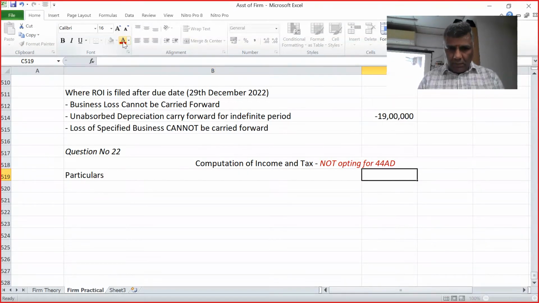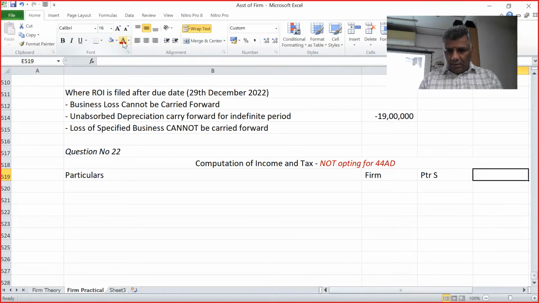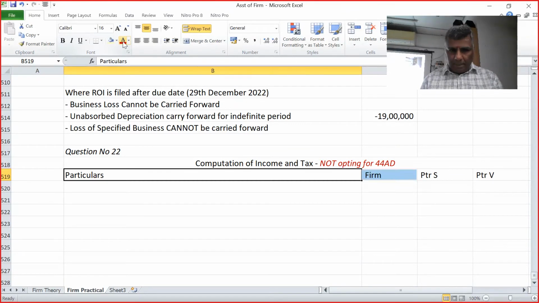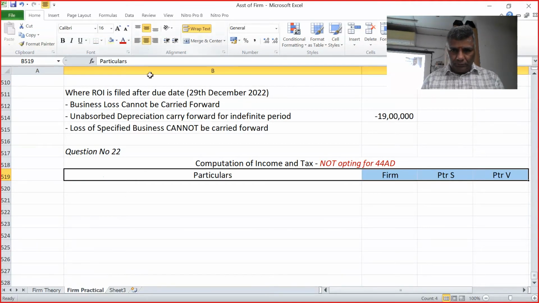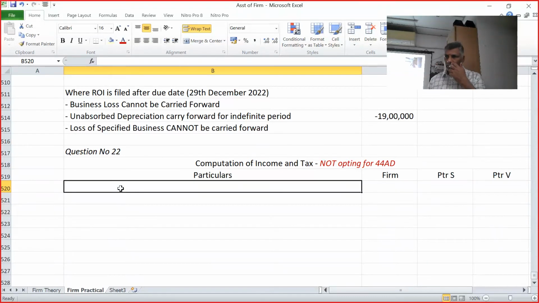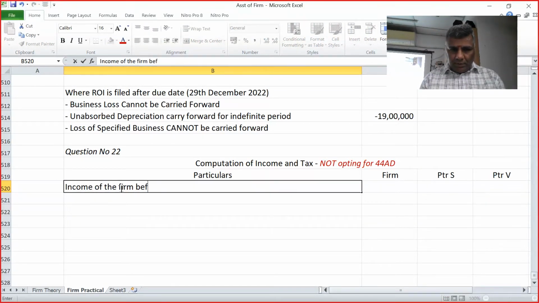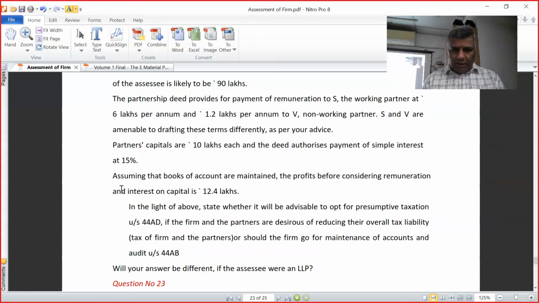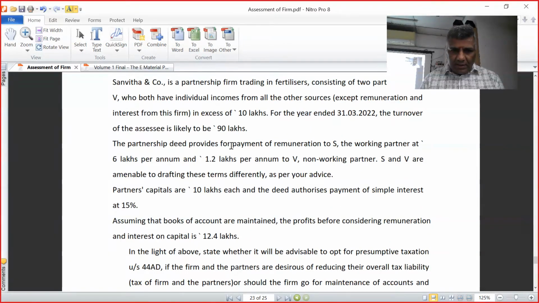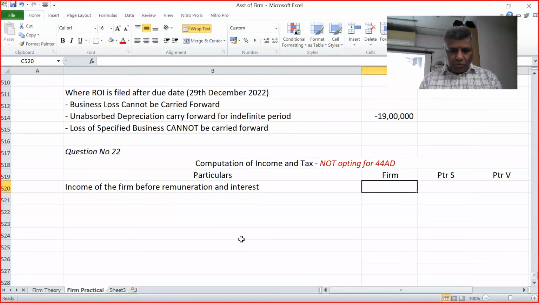Particulars: firm, partner S, partner V. Income of the firm before remuneration and interest, somewhere they have said. Okay, assuming that before remuneration and interest it is 12,40,000.